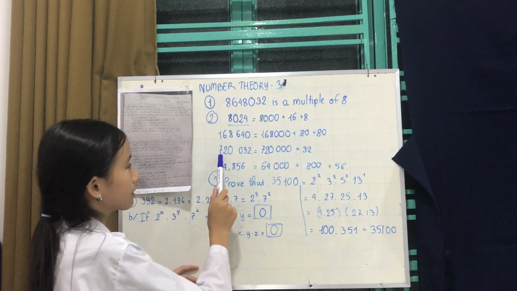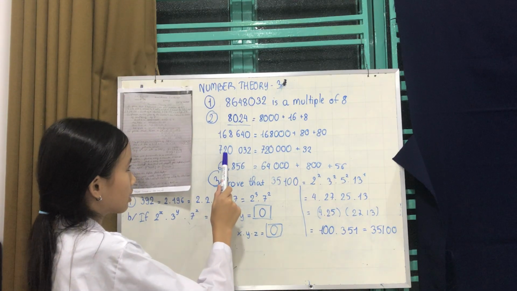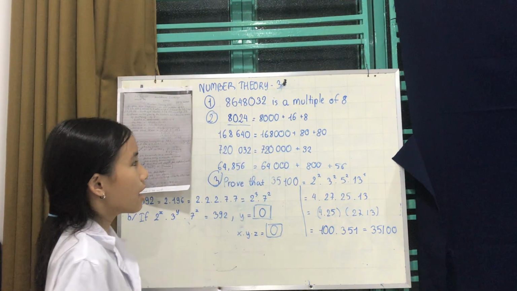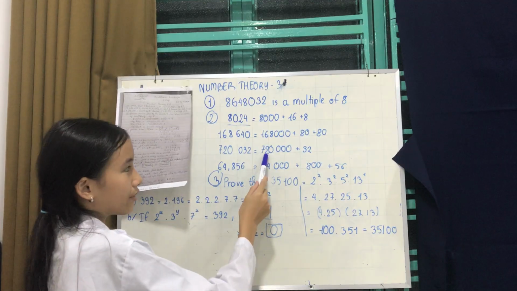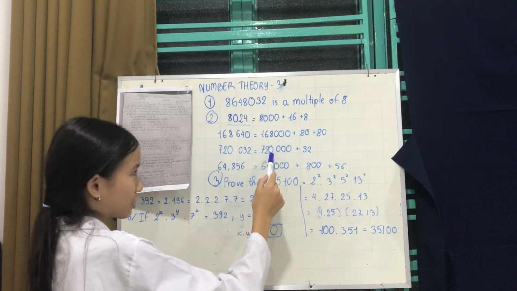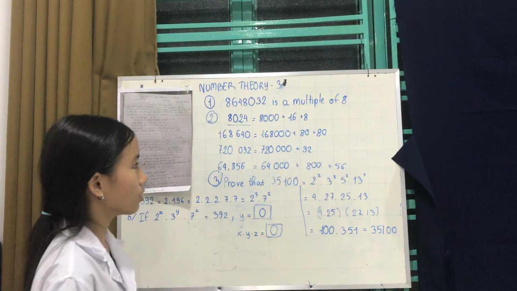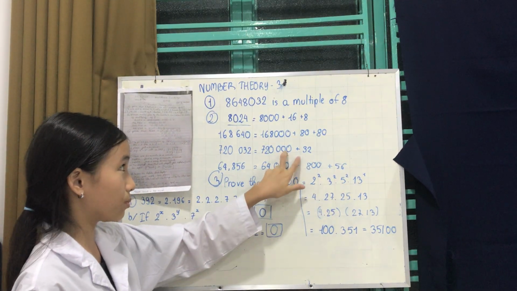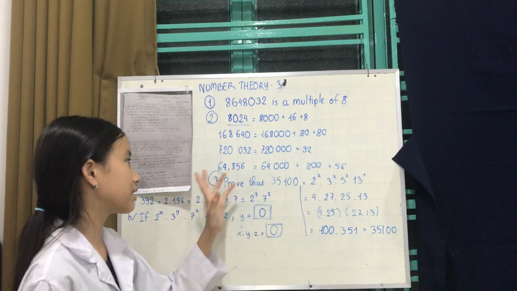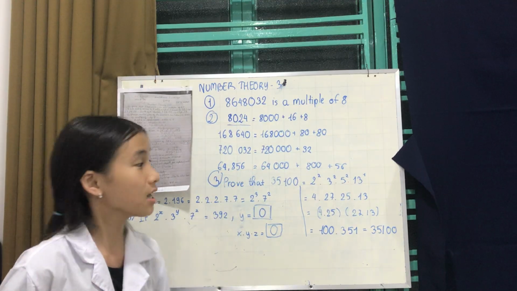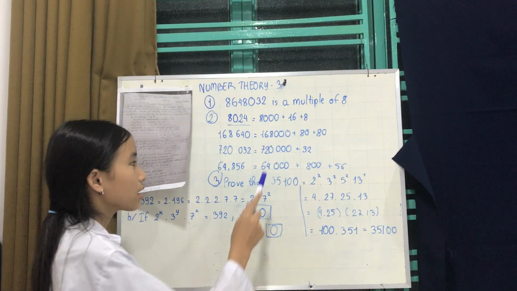Next, we have 72,032, and same goes with that: 72,000 plus 32. These are multiples of 8. Finally, we have 64,856. So we'll break this down.